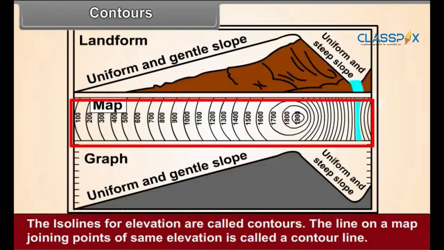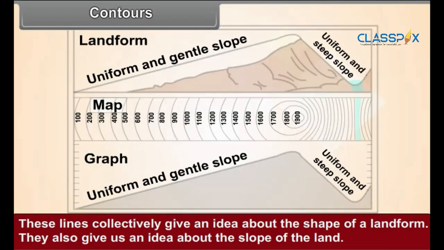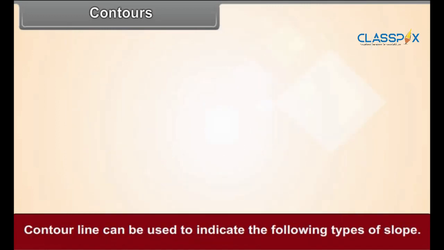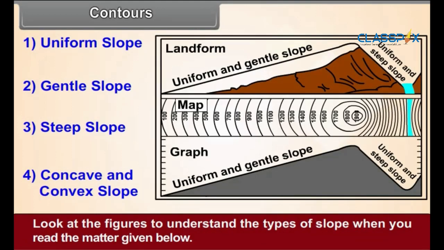Contours. The isolines for elevation are called contours. The line on a map joining points of same elevation is called a contour line. These lines collectively give an idea about the shape of a landform. They also give us an idea about the slope of the land. Contour lines can be used to indicate the following types of slope. Look at the figures to understand the types of slope when you read the matter given below.